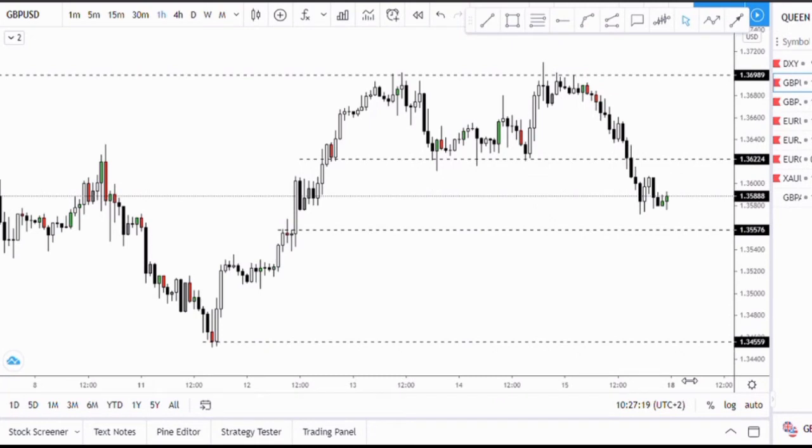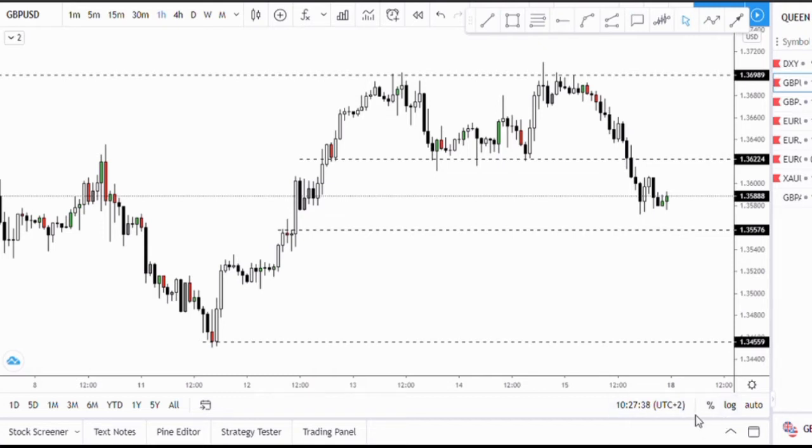About the sessions, the next thing is to understand the pairs. On the pairs, we all know that the pairs are paired against another currency. So we have a currency that's paired against another currency, hence we have a pair.